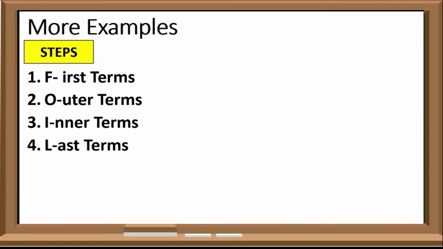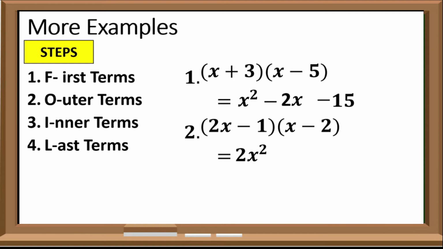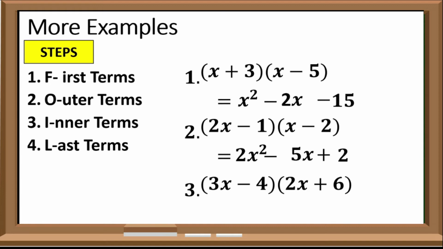What would be the product of the quantity x plus 3 times the quantity x minus 5? By following the FOIL method, we have x squared minus 2x minus 15. How about the product of the quantity 2x minus 1 times the quantity x minus 2? By following the FOIL method, we have 2x squared minus 5x plus 2. And lastly, what would be the product of the quantity 3x minus 4 times the quantity 2x plus 6? By following the FOIL method, we have 6x squared plus 10x minus 24.